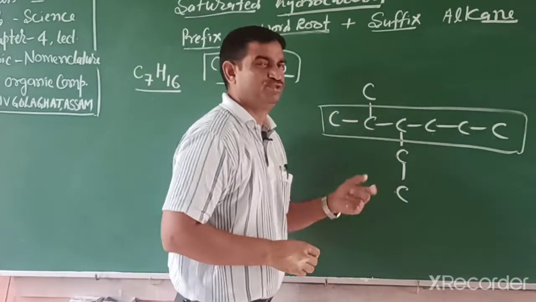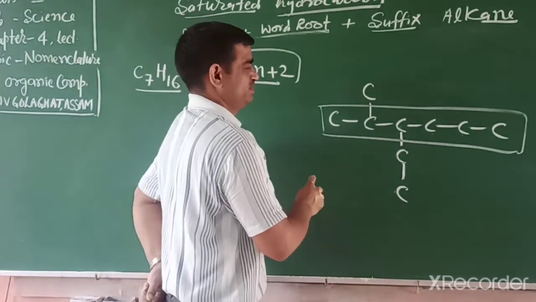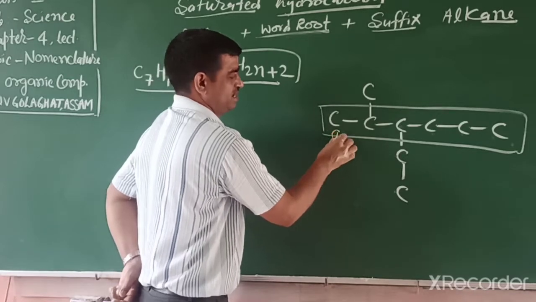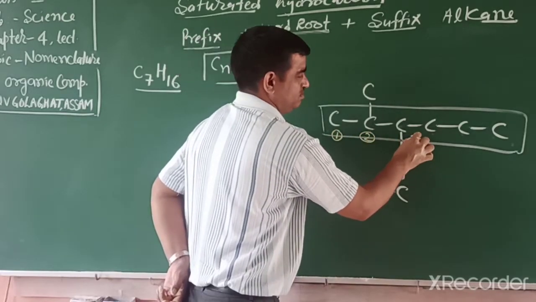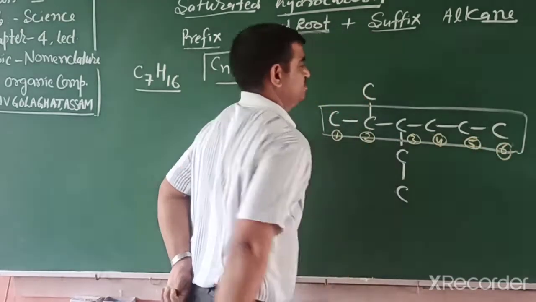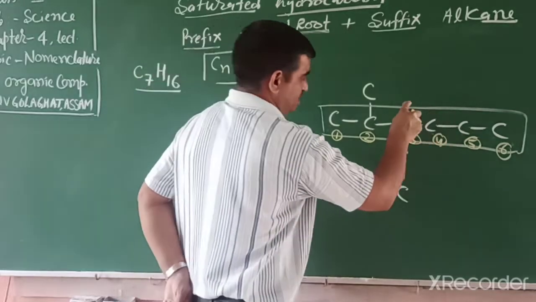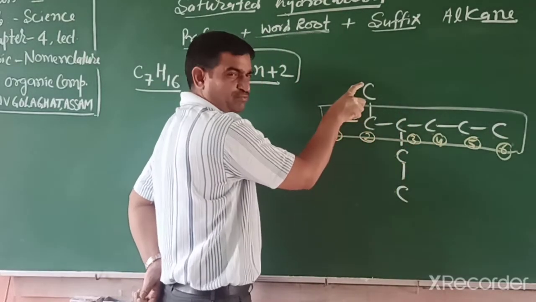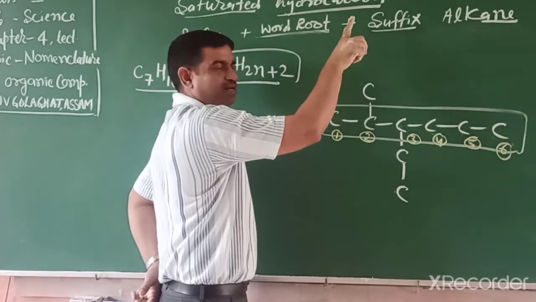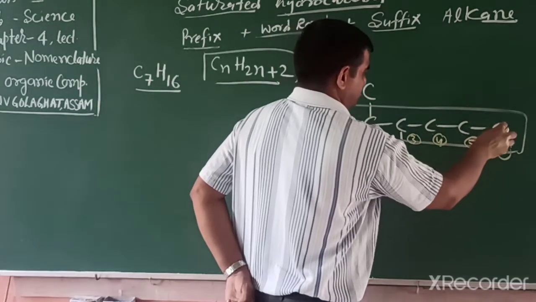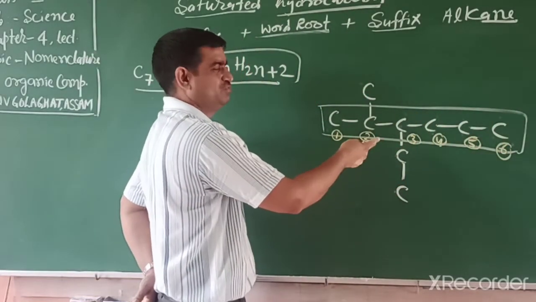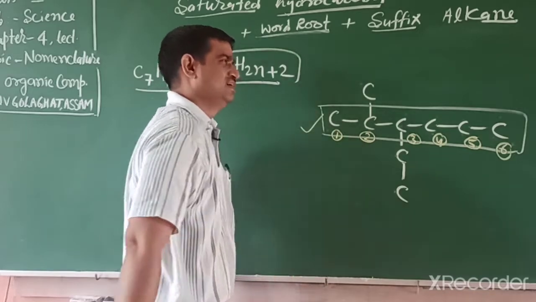So 2 are substituents. If I start this side or this side, if I write this side 1, 2, 3, 4, 5, then 6. So 6 carbon. Then its substituents are at second position and third position. This one is also a substituent. If I start this side 1, 2, 3, 4, then it gets number 4. That is wrong. So we have to start from this side.